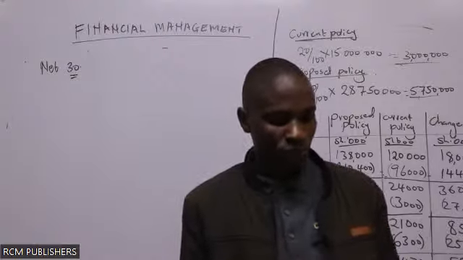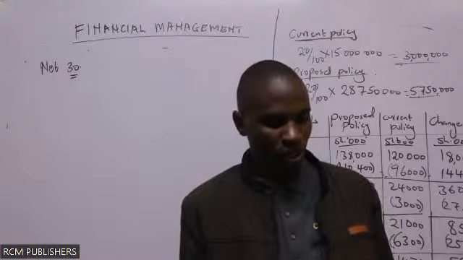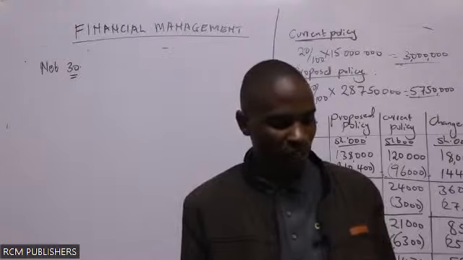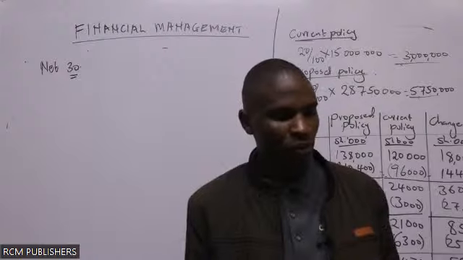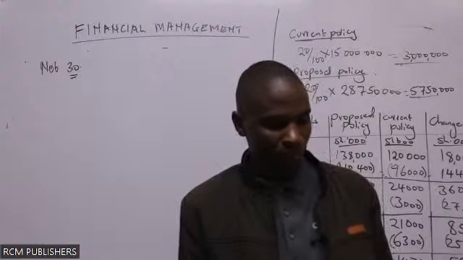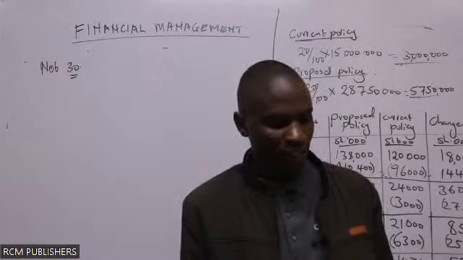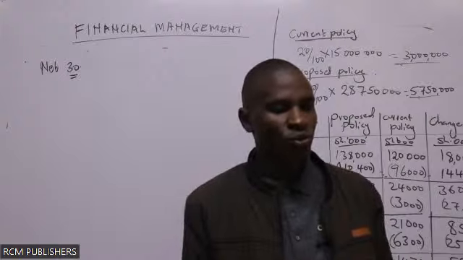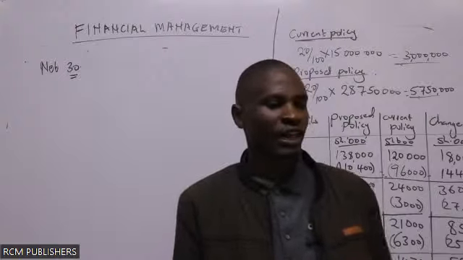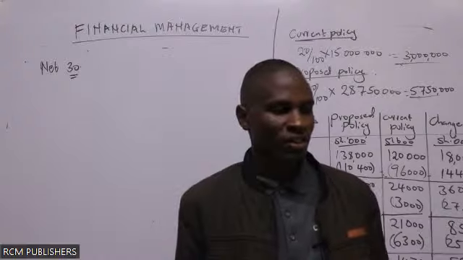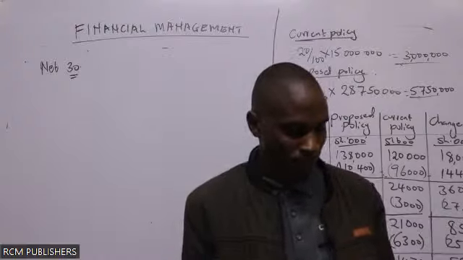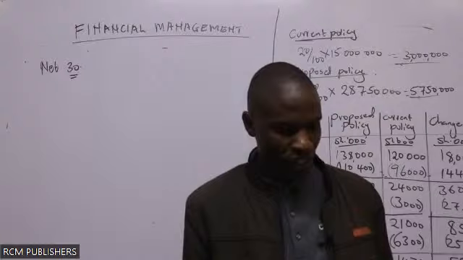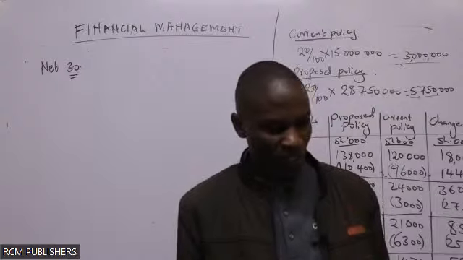The management of Google Limited intends to change the company's credit policy from net 30. Good, at least now we have this. See, net 30 to 3/10, net 60. You should be having that information, 3/10. That means there is a discount rate given here. If this change is effected, annual sales are expected to increase by 25%.